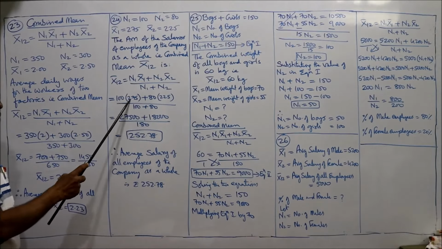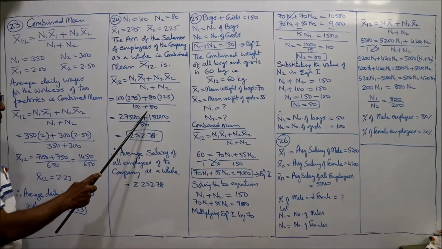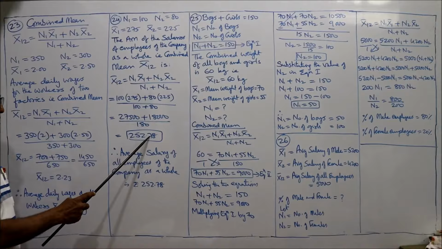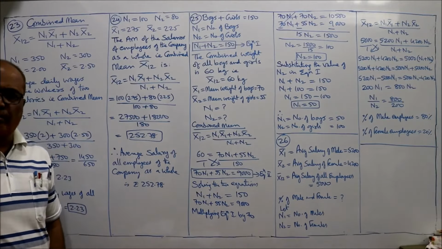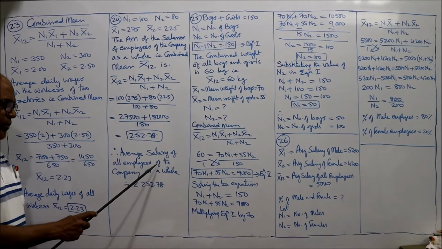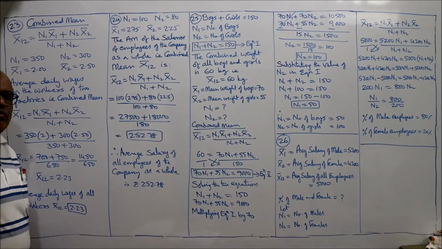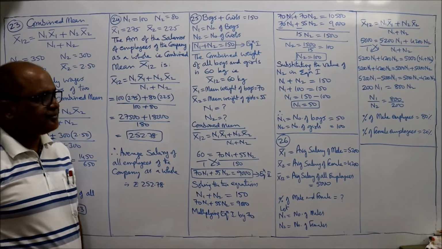Now multiply 100 into 275, 27,500, 80 into 225, 18,000, divided by 180. So 252.78. This is the average salary of all the employees combined together of the two branches. Average salary of all employees of the company as a whole is 252.78. These two problems are exactly similar.